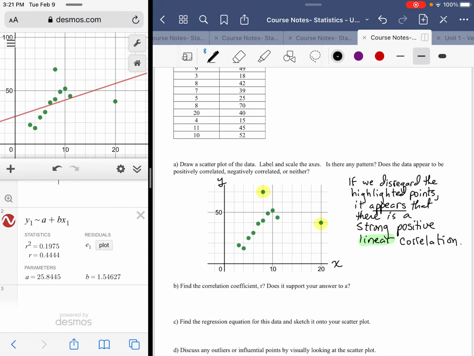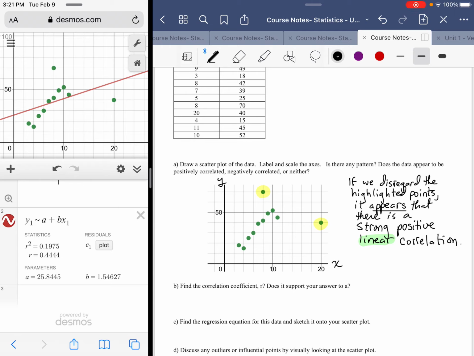Gives us lots and lots of information. I kind of zoomed a little bit here somehow. I'm not really sure how I did that, but it happened. And it looks like we have an R value of approximately 0.444. All right, does it support your answer to part A? Well, kinda, I guess. That answer that we came up with, if we disregard the highlighted points, then there would be a strong positive correlation.